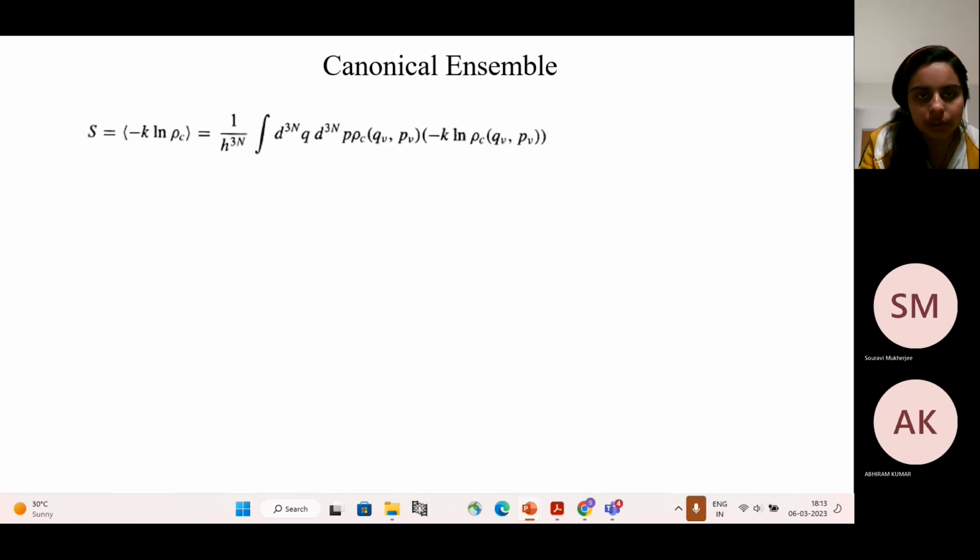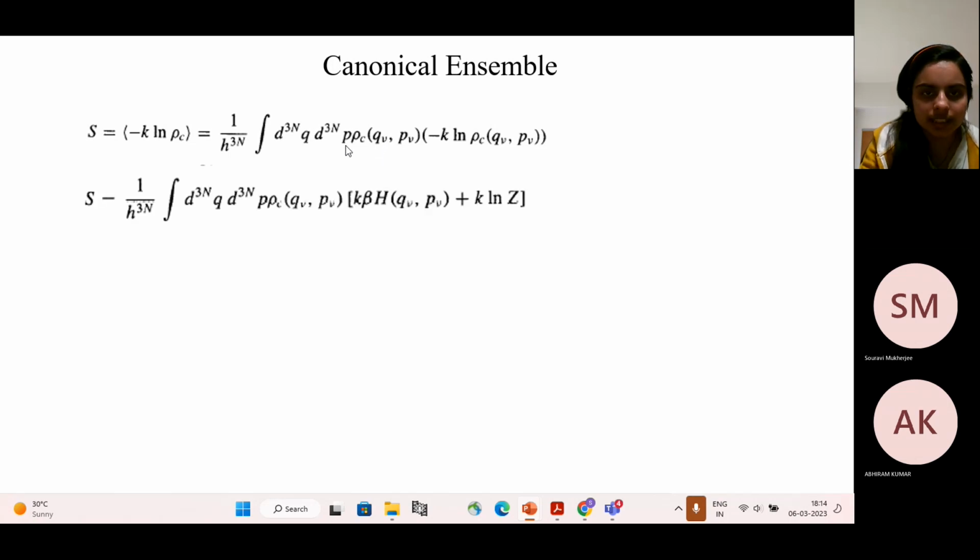Now, if we know the probability density, how do we define the entropy? This is given by this expression here, and because we are talking about the canonical ensemble, we have to put in the phase space density expression for the canonical ensemble. If you do that, you get something like this. If you look at the first term here, what this tells us is that you are calculating the average of the Hamiltonian.